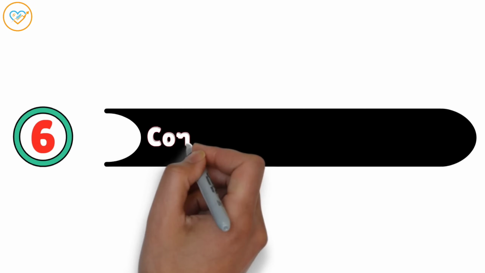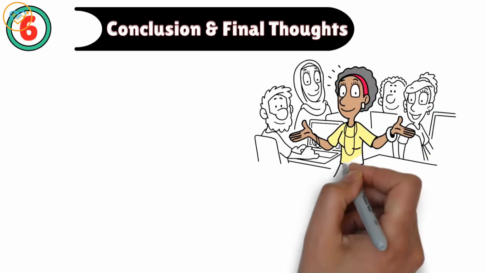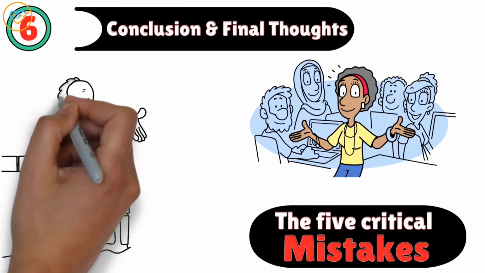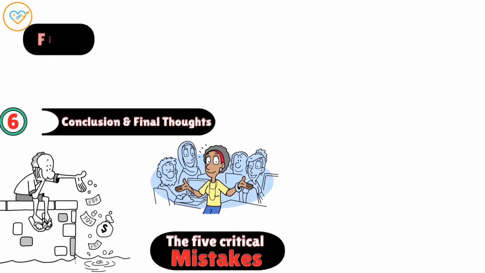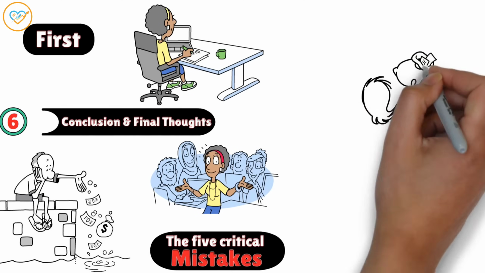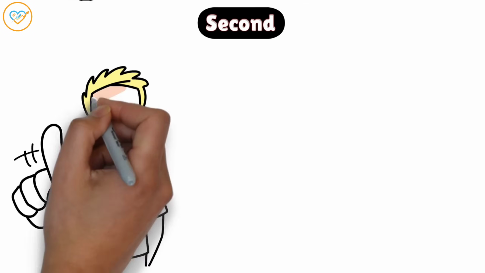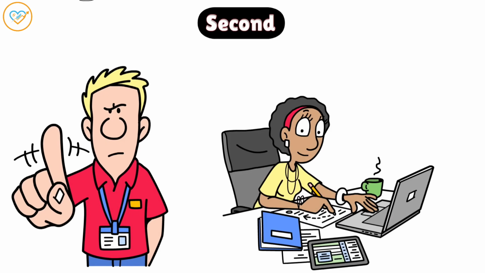Chapter 6, Conclusion and Final Thoughts. So, there you have it. The 5 critical mistakes SCHD investors often make that can cost them thousands. Let's quickly recap. First, remember to keep an eye on expense ratios, as lower costs mean more money in your pocket over time. Second, don't ignore concentration risk. Knowing where your investments are weighted helps you avoid unexpected volatility.